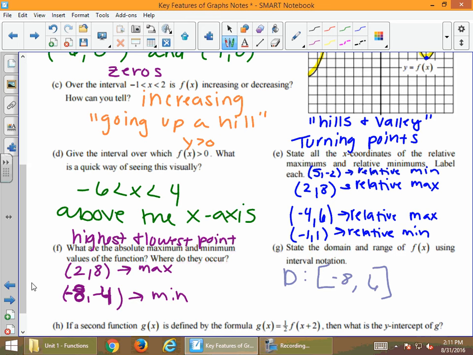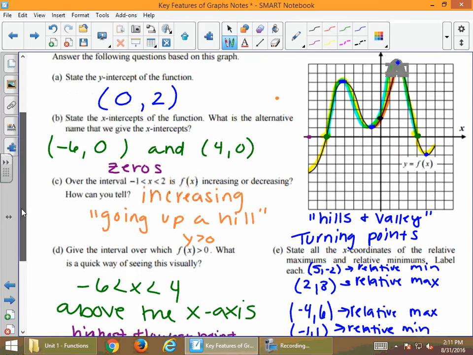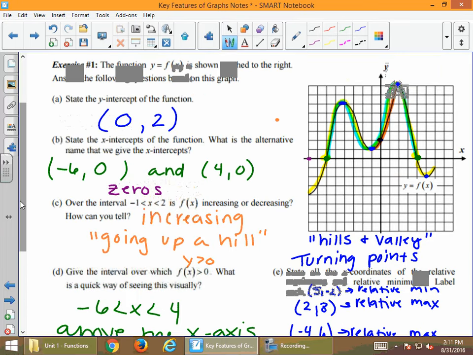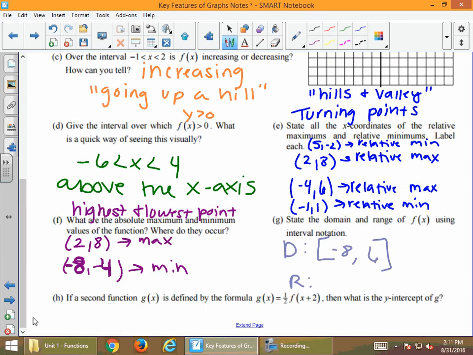There you go. Do the same thing for the range. You look and see in your graph, what is your smallest y value? Again, range represents y. 4. What's the biggest y value? 8. And what are we going to put around both? There's a little shortcut regarding your range. Those numbers look familiar. There are the y values of your maximum range.